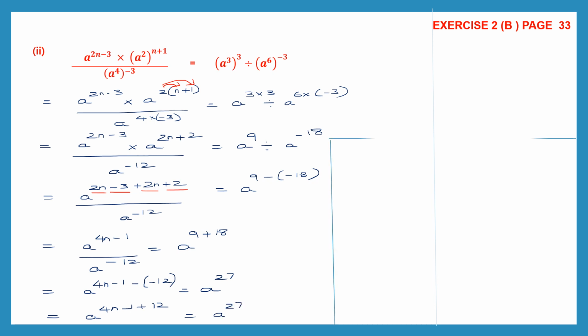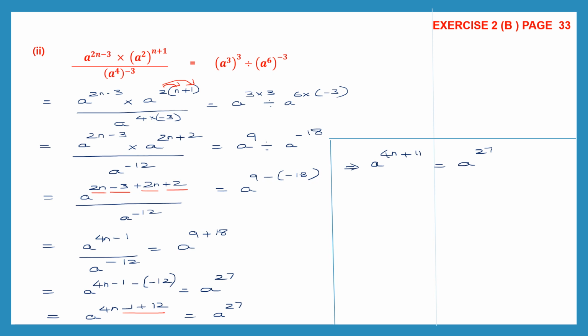Now let's continue on the other side. So here we can say, I'm taking this to the other side, a raised to the power of 4n minus 1 plus 12. So let's write that, a raised to the power of 4n. Now minus 1 plus 12 is plus 11. Plus 11. This is equal to a raised to the power of 27. So this is in the form of an equation now.